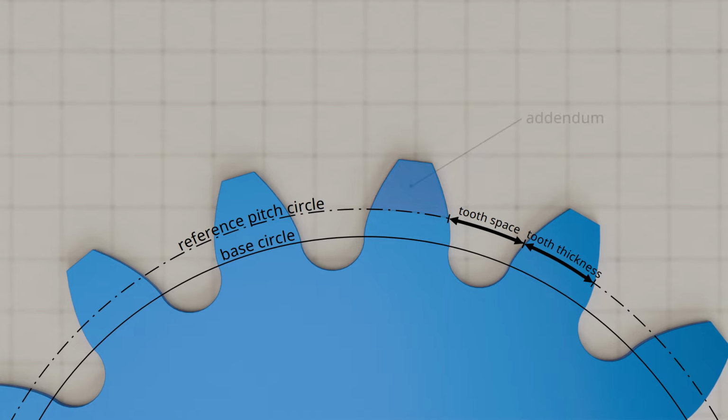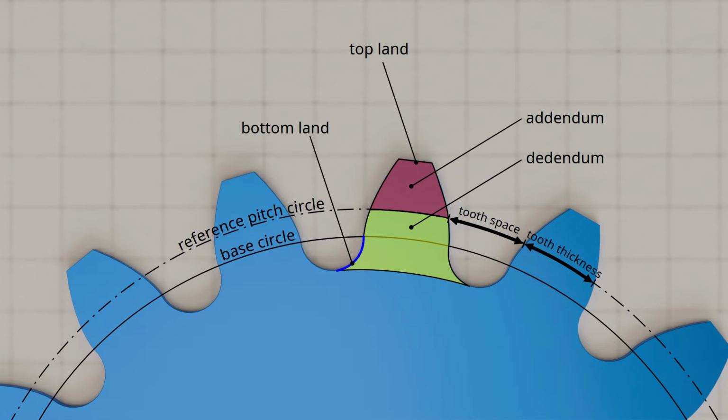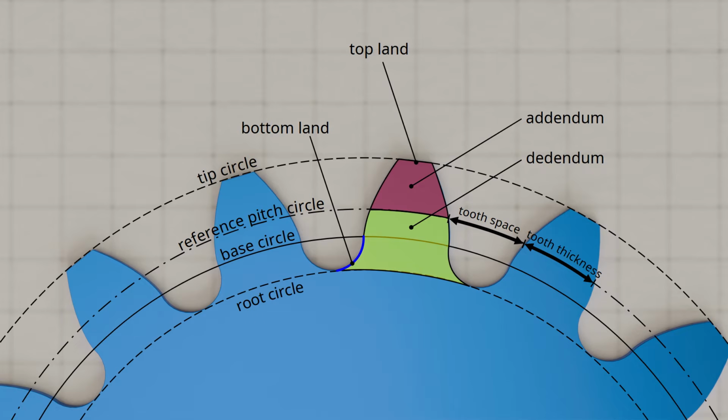The upper part of a tooth up to the reference pitch circle is called the addendum, the lower part the dedendum. To avoid contact between the tip and root of two meshing gears, the root of the tooth is rounded. This fillet forms the root of the tooth, also called the bottom land. The diameter of the dedendum circle is called the root diameter, and the diameter of the addendum circle is called the tip diameter. The power transmitting part of the addendum, where the teeth of two gears touch, is called the face of the gear.